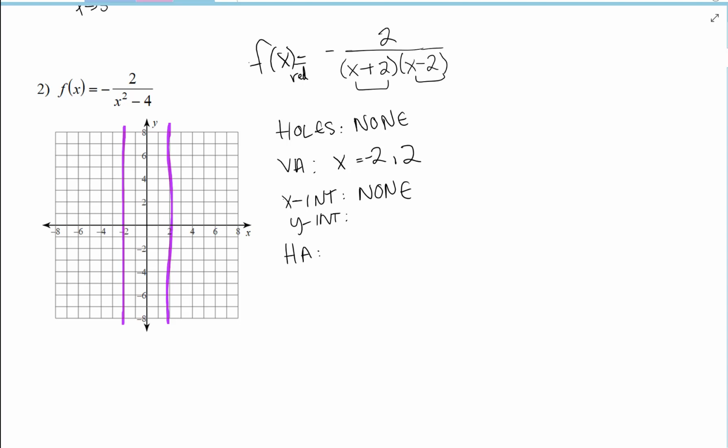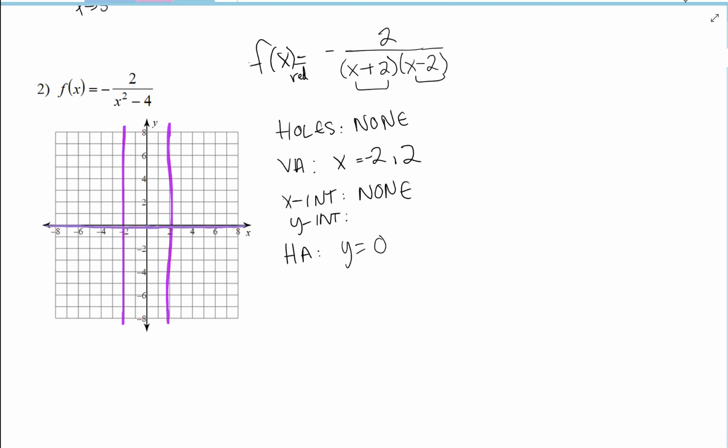For horizontal asymptotes, we check the degree of the numerator. The degree of the numerator is 0, and we check the degree of the denominator. That would be 2. When the degree of the numerator is less than the degree of the denominator, then y equals 0 is our horizontal asymptote.